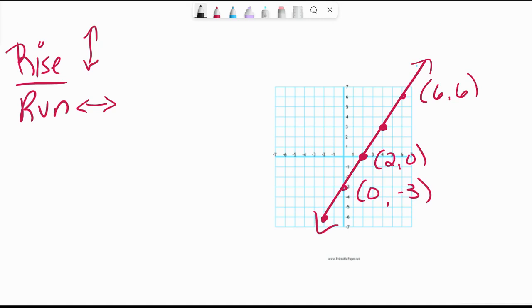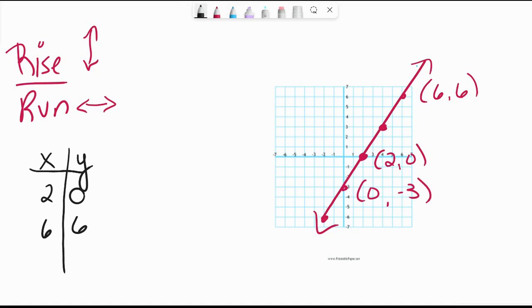So let's pick the points 2, 0, and I'm going to put them in a vertical XY table because I feel like that's the easiest way to find slope, because you can easily see the changes in your Y coordinate and the changes in your X coordinate. So I'll use 2, 0, and 6, 6. I like to stick with positive numbers because I feel like it makes the math easier. But any 2 points will work.